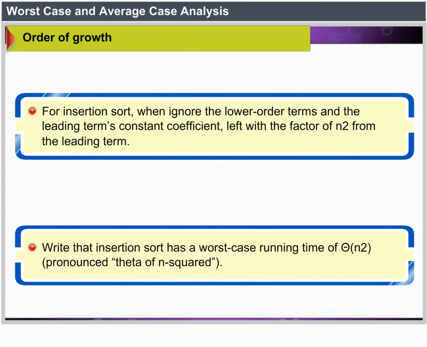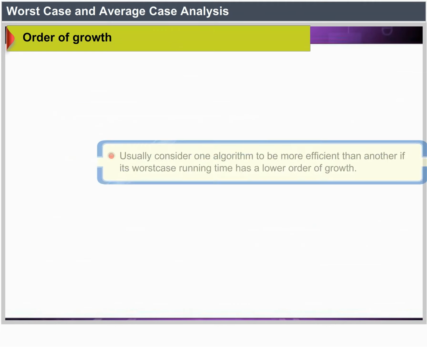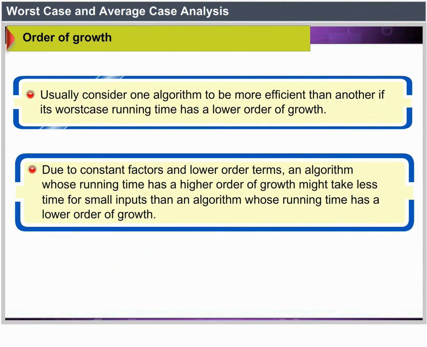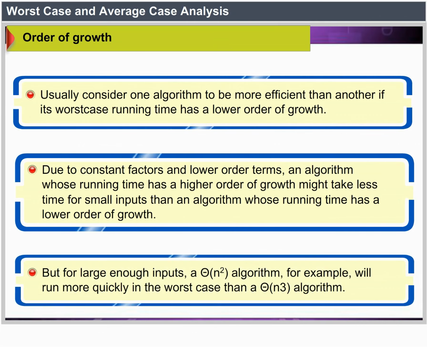We usually consider one algorithm to be more efficient than another if its worst case running time has a lower order of growth. Due to constant factors and lower order terms, an algorithm whose running time has a higher order of growth might take less time for small inputs than an algorithm whose running time has a lower order of growth. But for large enough inputs, a Θ(n²) algorithm, for example, will run more quickly in the worst case than a Θ(n³) algorithm.